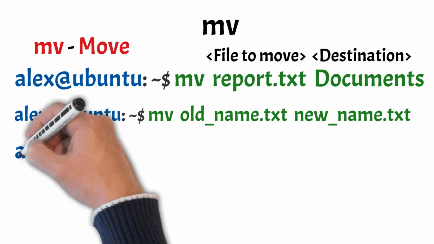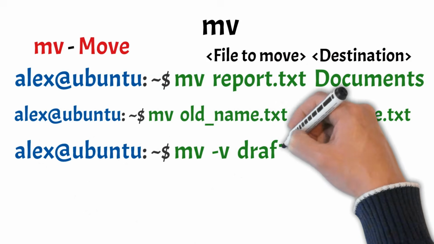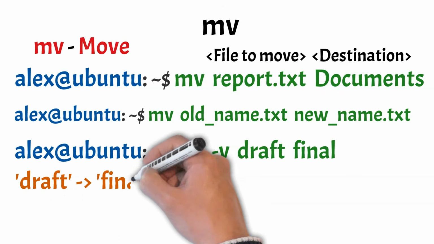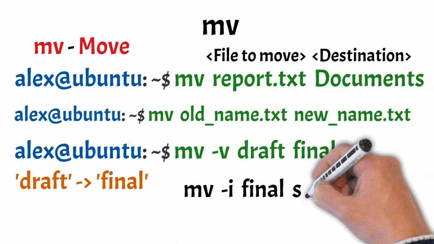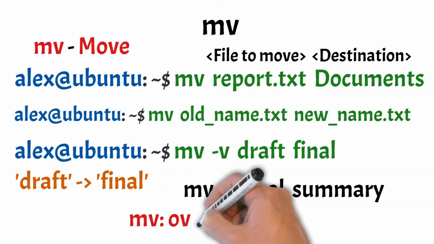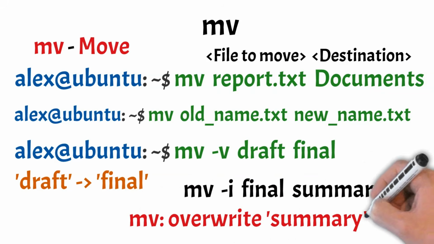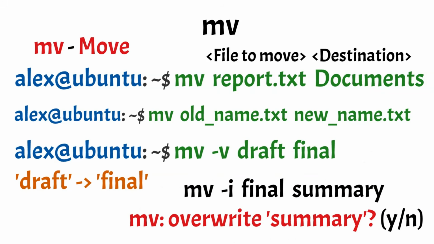Just like with cp, the -v option shows you exactly what was moved, and -i gives you a warning before overwriting an existing file, helping prevent accidental changes. Whether you're organizing your files or renaming them to stay consistent, mv is a simple but essential tool for managing content from the command line.